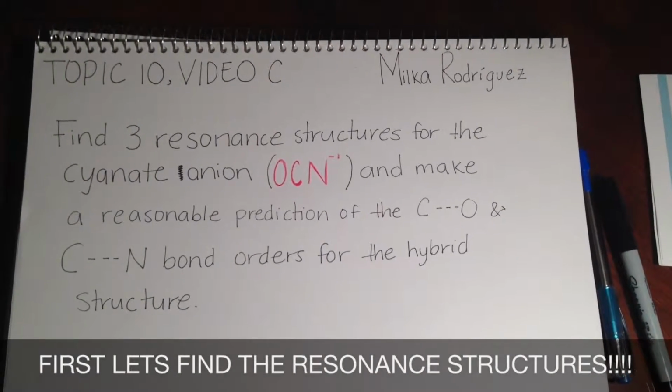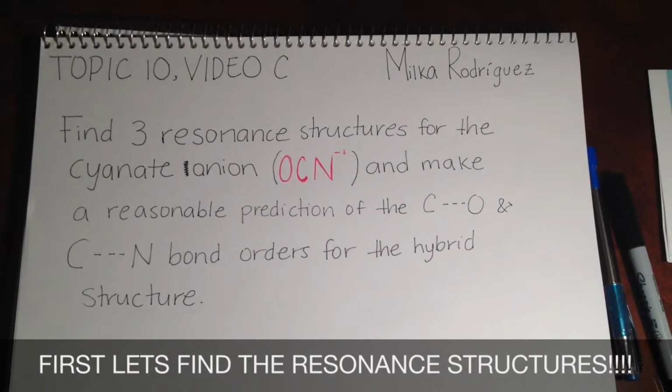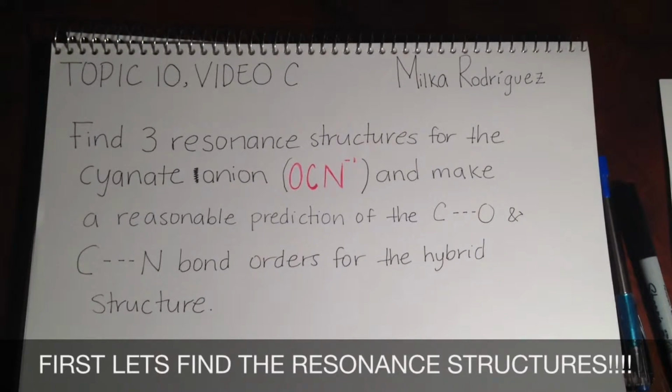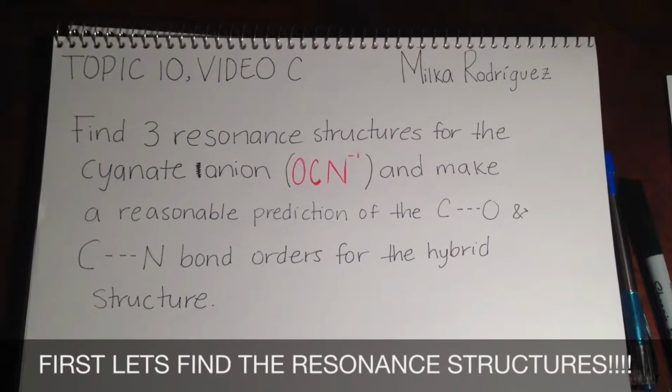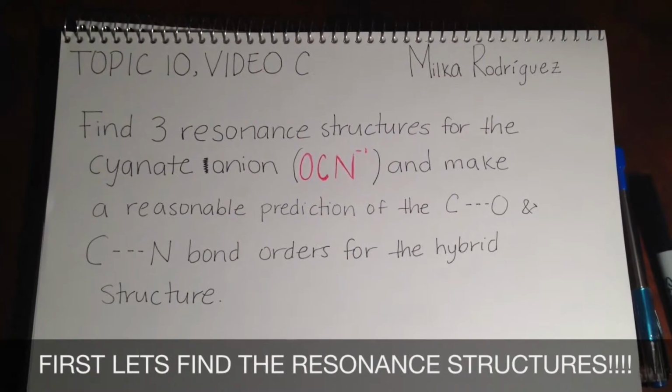Find 3 resonance structures for the cyanate anion, OCN-, and make a reasonable prediction of the CO and CN bond orders for the hybrid structure.